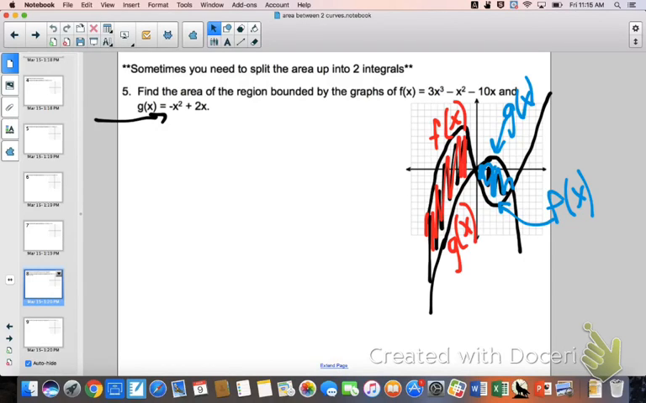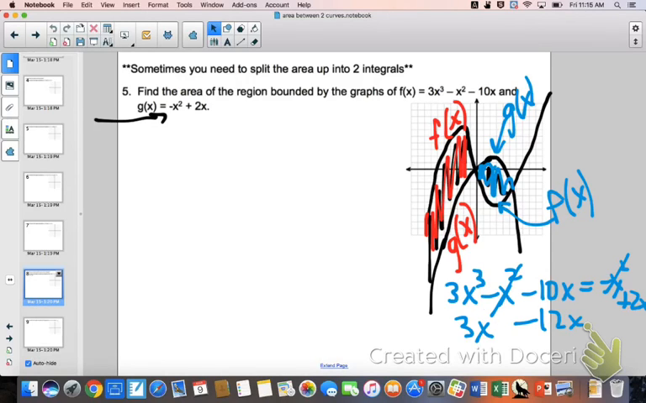Okay? So, if you were to set them equal to each other, so that's 3x cubed minus x squared minus 10x equals negative x squared plus 2x. This is easier than you think to solve. We add the 2x over, those cancel. Subtract, you get minus 12x and 3x cubed.